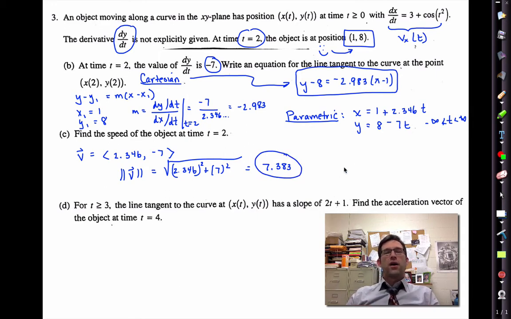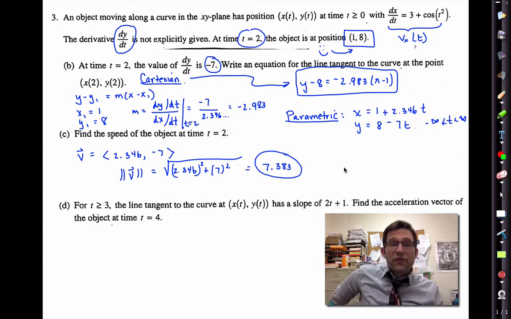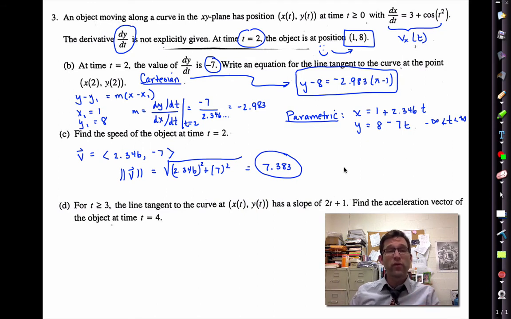Now for the one that's going to cause us to think. There's always standard stuff in these problems, and then there's always parts that cause you to think. So take a look at letter D. It says for t greater than 3. Now, why they gave us that, I don't know. Maybe it's important, maybe it's not. We won't worry about it for a moment. But for t greater than 3, the line tangent to the curve has a slope of 2t plus 1.